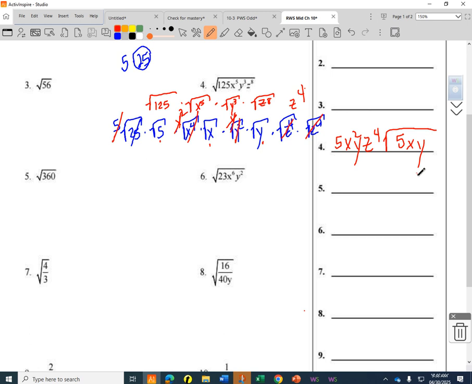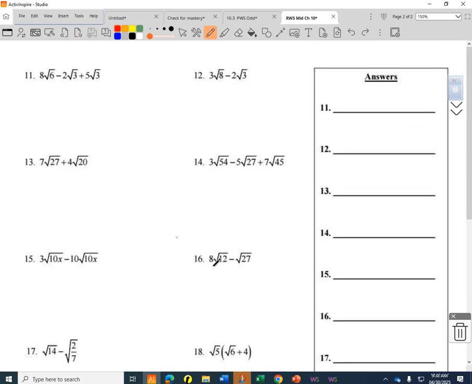Okay. Anybody else see one that you want to do together? This is your homework we're doing. 15, 14. Yep. Okay.